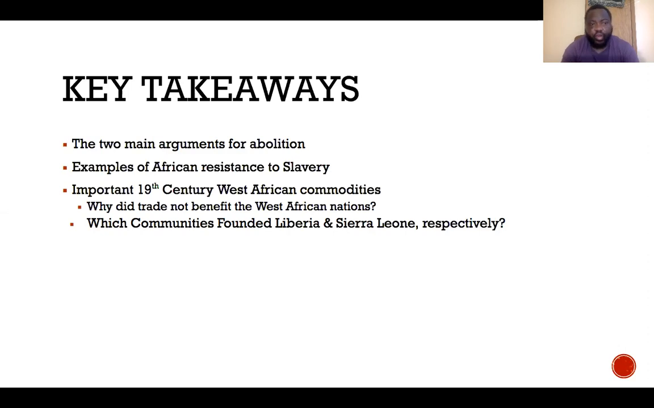And finally, which communities founded Liberia and Sierra Leone respectively? We explained what groups led to the founding. And when we talk about founding, this is not in that colonial sense where you discover people who were already there, but we're talking about the establishing of these countries as modern day republics, right? What groups established them as modern day republics? That's what we're talking about.